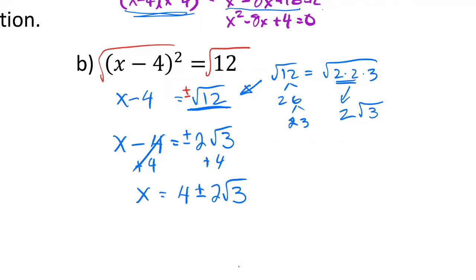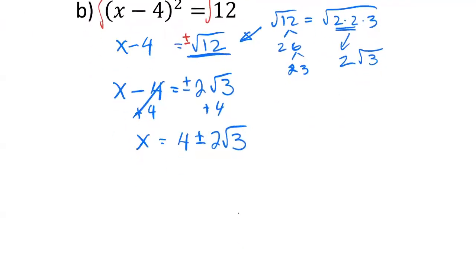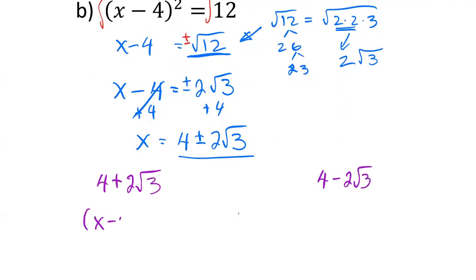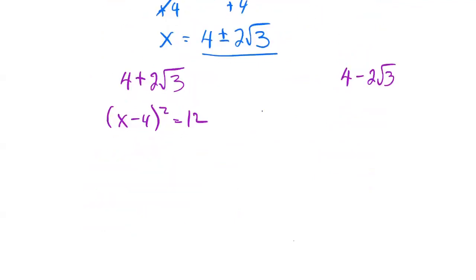Now we go through our verification steps. We have two solutions here, and we're going to verify them. I'll switch colors: 4 plus 2 root 3 and 4 minus 2 root 3. So we go back to our original equation, x minus 4 all squared is equal to 12. We substitute in 4 plus 2 root 3 for x. So I get 4 plus 2 root 3 minus 4, all squared, is equal to 12.